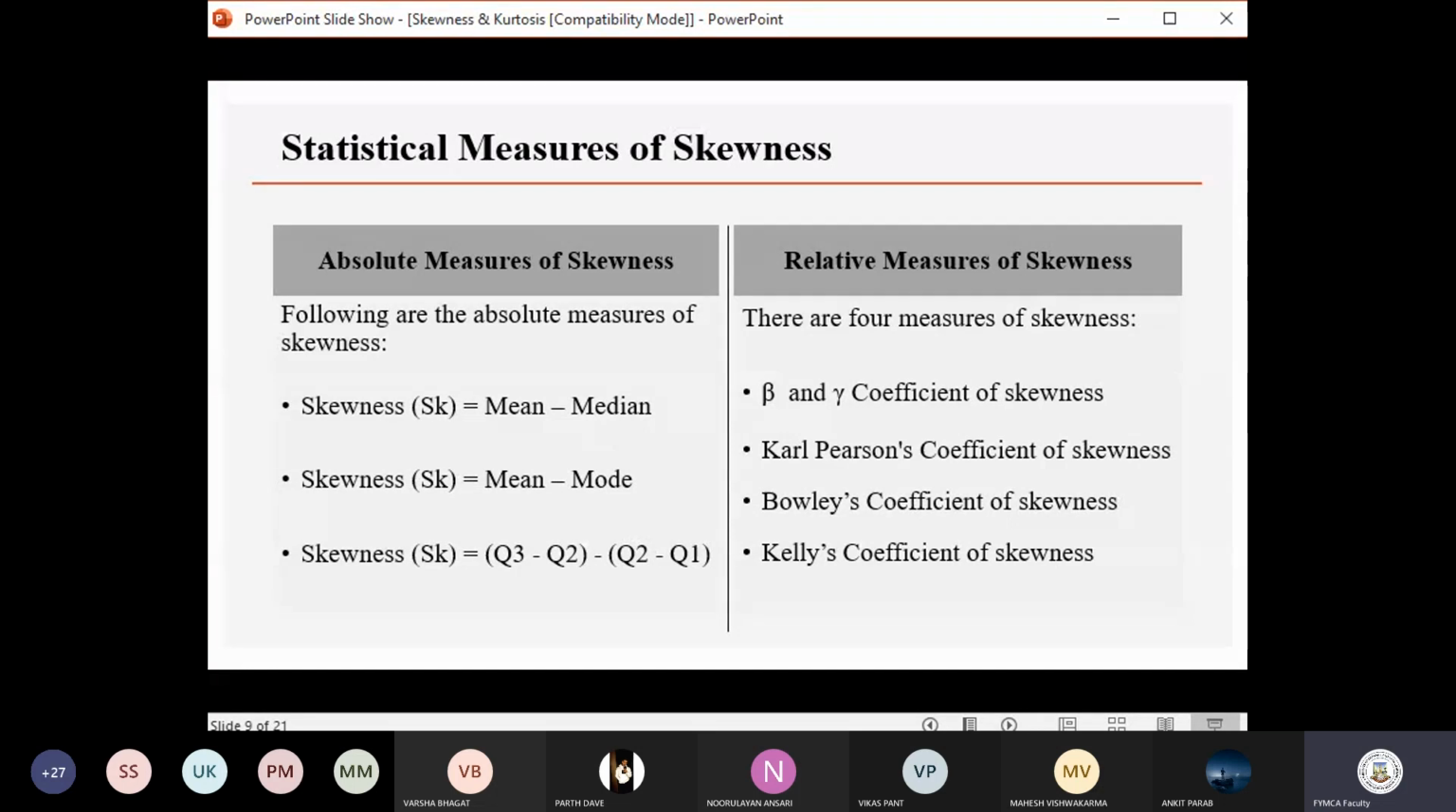Or suppose you are not able to find out the median, then you can go for the mode, that is mean minus mode. And finally, if you are not in a position to do that also, then you can go for the next case, that is by using the quartile cases. So q3 minus q2 minus q2 minus q1.